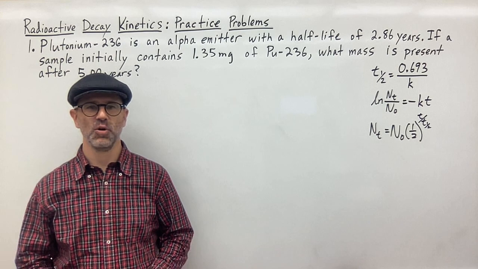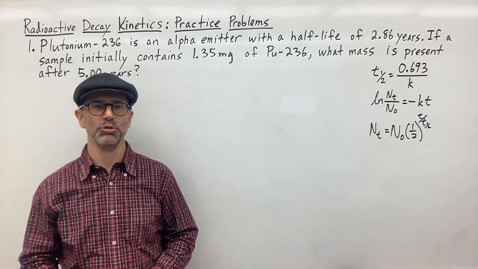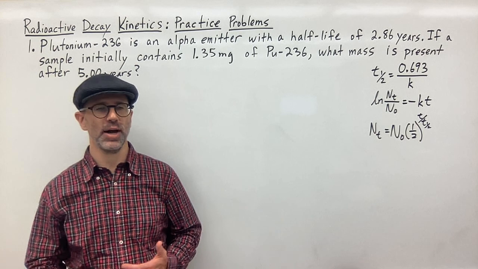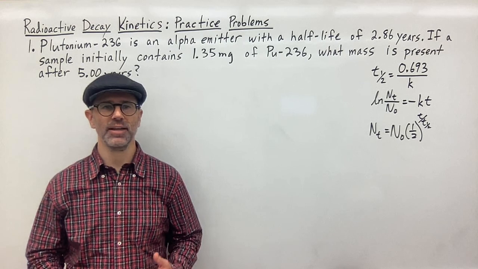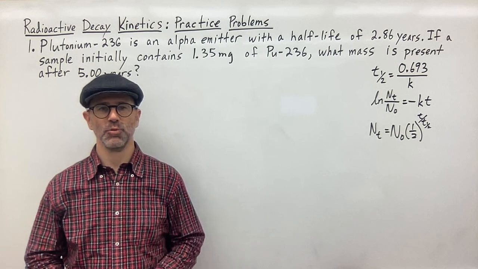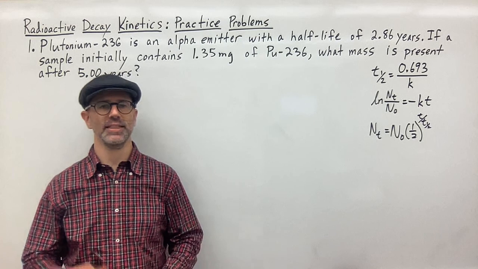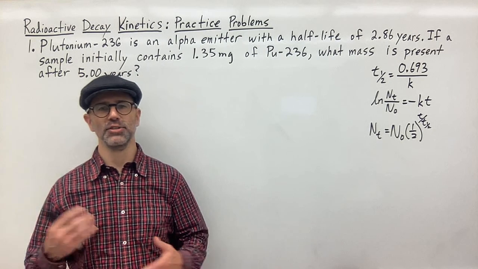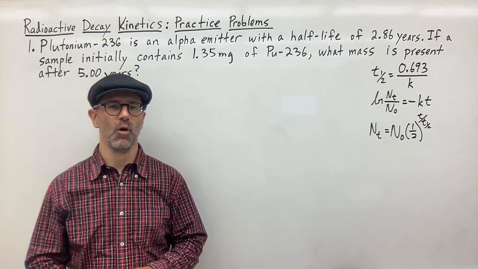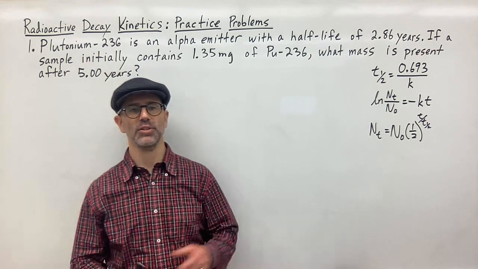My name is Mr. Cobalt, and in this video I'm going to be going over how to solve problems that involve radioactive decay kinetics. Basically, if you're given a situation where you have a certain amount of a radioactive substance that decays over a certain amount of time, and you know the half-life, how much is left after a certain amount of time, or how much did you have originally if this is the amount of time, and so on and so forth.